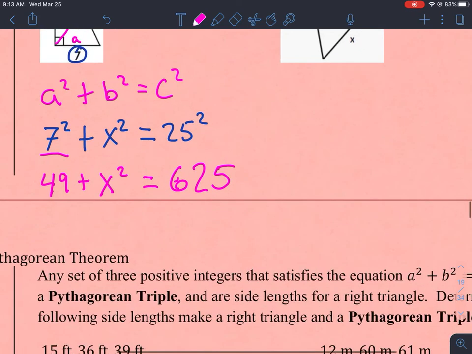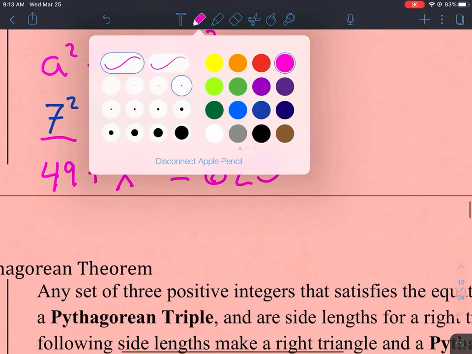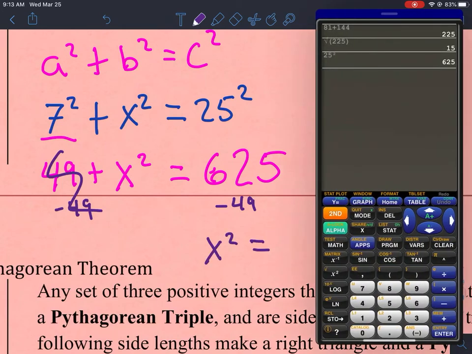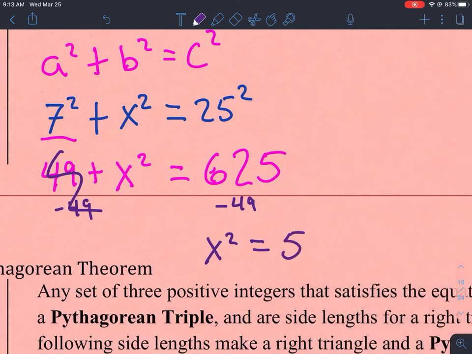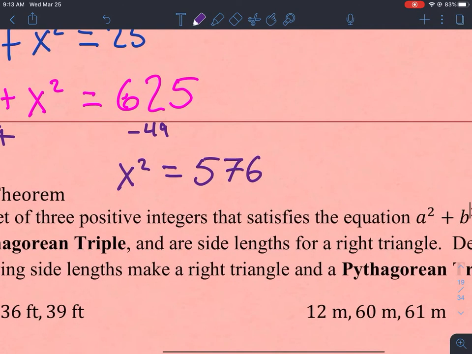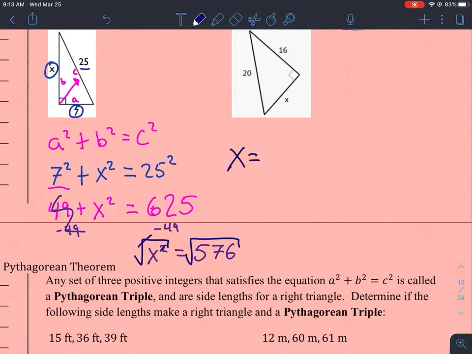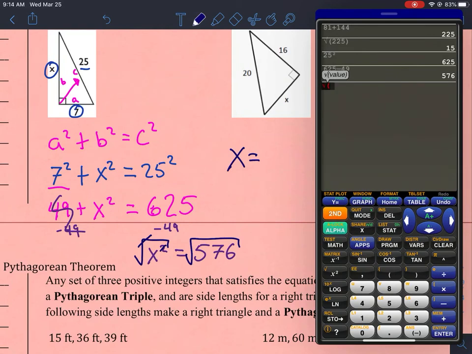So I've got that. Now, if we work backwards, we can simplify. We can get that x by itself. So let's go ahead and subtract the 49 from both sides. The 49 is gone. I now have x squared equals, I've got my 625 minus 49, 576. You've got that x squared by itself. We need to get that term by itself, and then we can take the square root of both sides just like we had before. A square root undoes a square, so I'm going to end up with x equals the square root of 576, and that's going to equal 24.